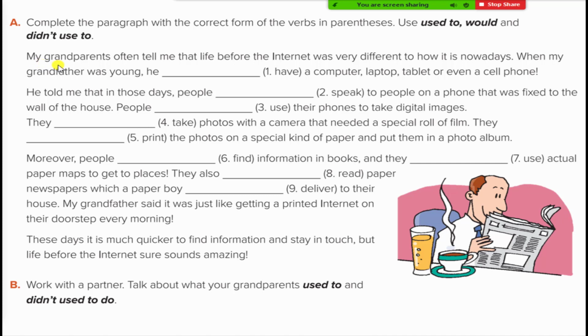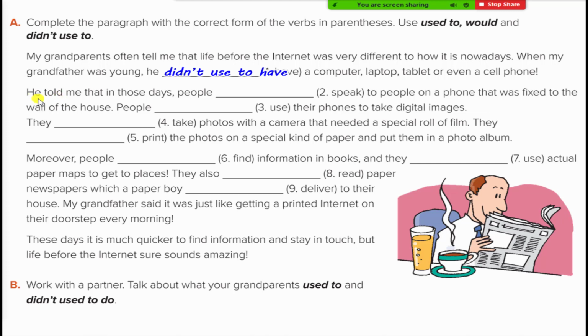My grandparents often tell me that life before the internet was very different to how it is nowadays. When my grandfather was young, he didn't use to have a computer, laptop, or tablet, or even a cell phone. Very good, Ayman. Didn't use to have. Thank you, Ayman. Next paragraph.